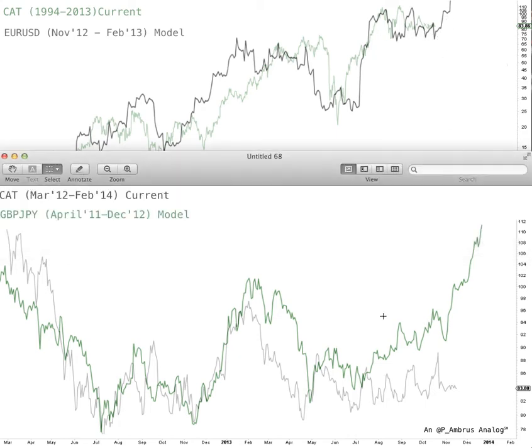And more specifically, if we look at a shorter time frame, this is Caterpillar daily since March 2012, overlaid against another fractal, sterling yen, from April 11 to December 2012, right before the announcement of qualitative and quantitative easing from the Bank of Japan. This is another fractal I've seen play out on different charts, different time frames.